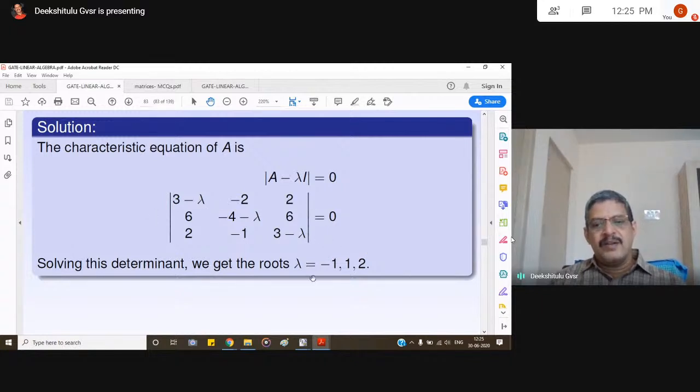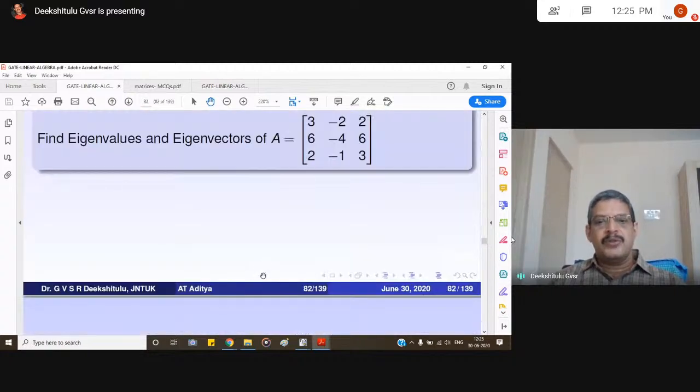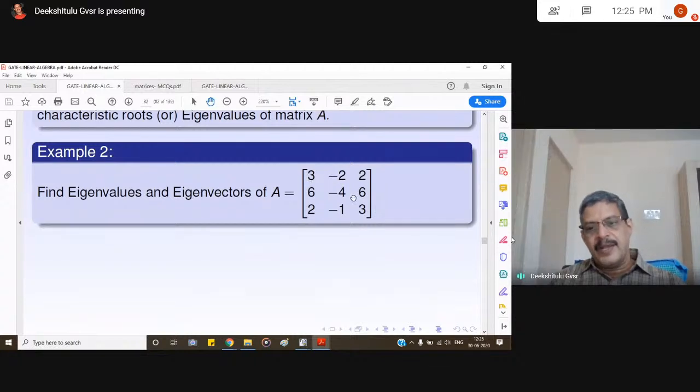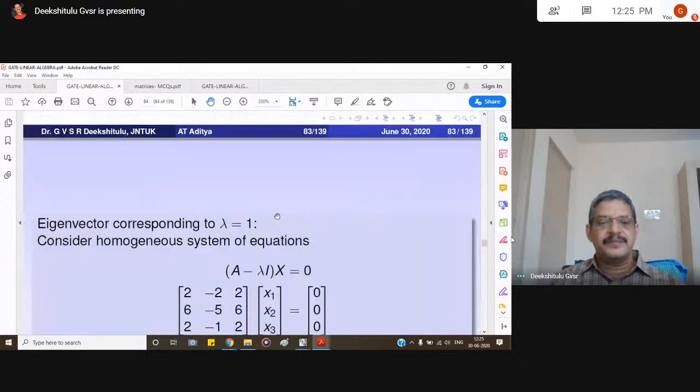Find the roots of that: minus 1, 1, 2. Again verify whether the eigenvalues are correct or not. Minus 1 plus 1 plus 2, the sum of the eigenvalues is 2. What about the matrix? Add the principal diagonal elements: 3 plus 3 minus 4. 3 minus 4 plus 3, 6 minus 4, 2. The sum of the eigenvalues is 2. So the eigenvalues are correct.